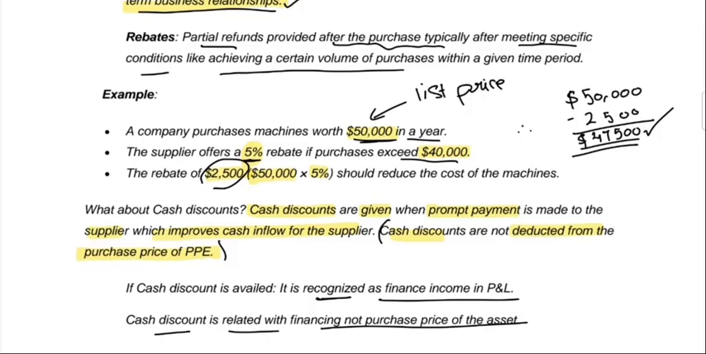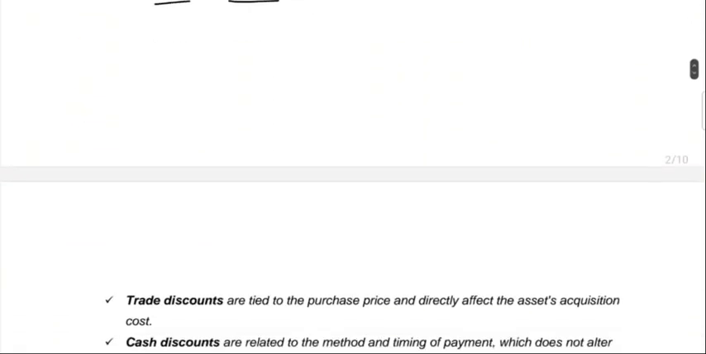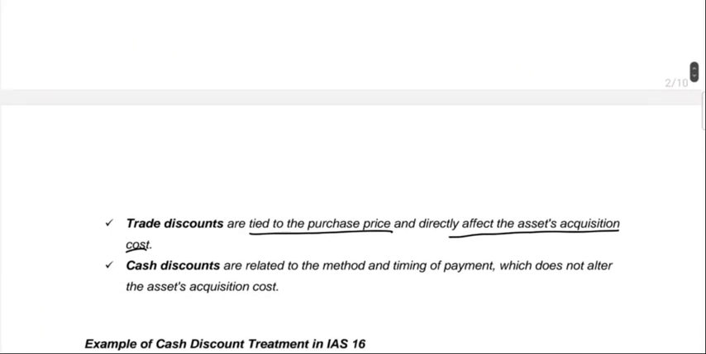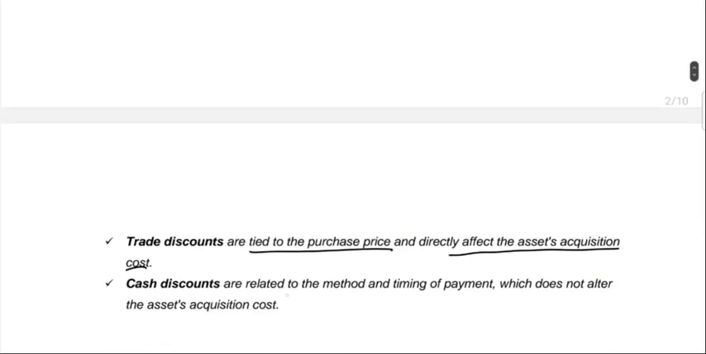So that discount generates saving for the business. That means that the business decides, okay, we are going to avail the cash discount, and that cash discount is going to be generating saving. That saving is incurred as finance income for the business. It's recorded as finance income. Trade discounts are tied to the purchase price and directly affect the asset's acquisition cost. But when we are talking about cash discounts, they are related to the method and timing of payment, which does not alter the asset's acquisition cost.